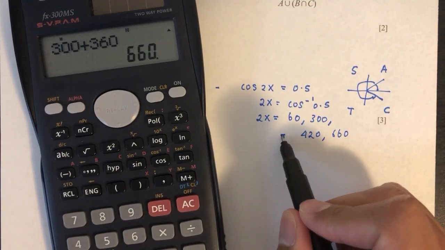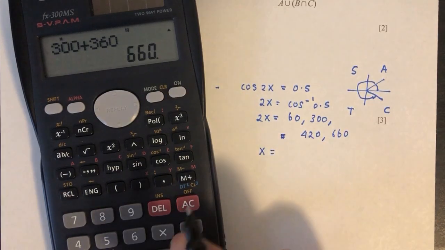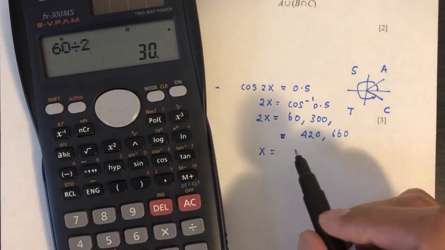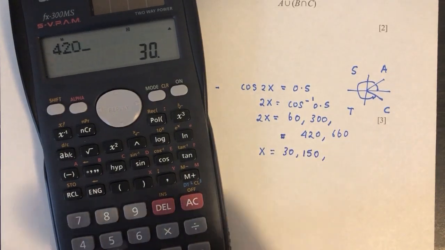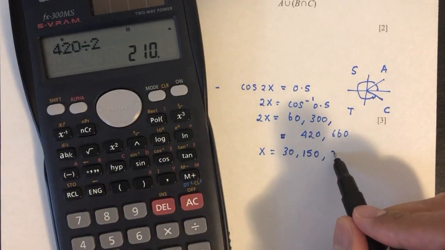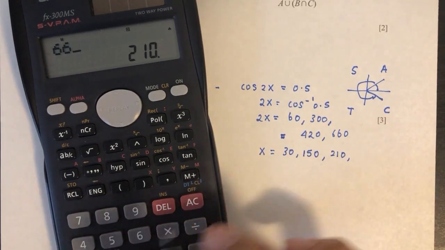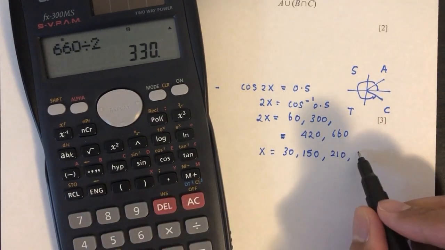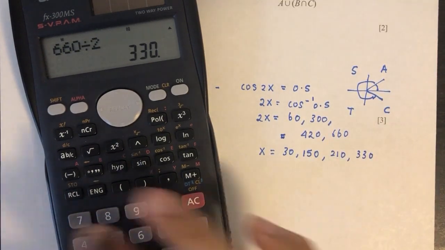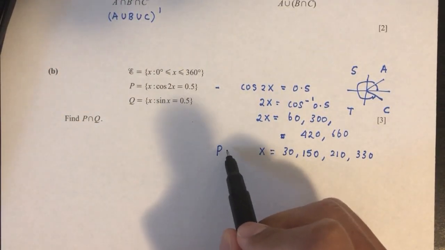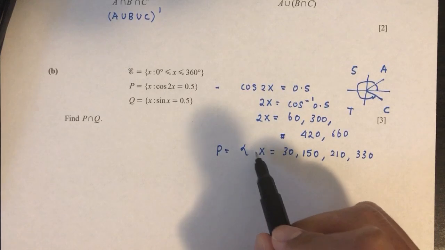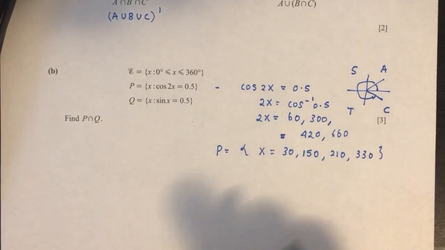Now for the value of x, it will be 60 divided by 2, that will be 30. 300 divided by 2 is 150. 420 divided by 2, that will be 210. And 660 divided by 2, that will be 330. So this will be your set of P, where x equals these values.